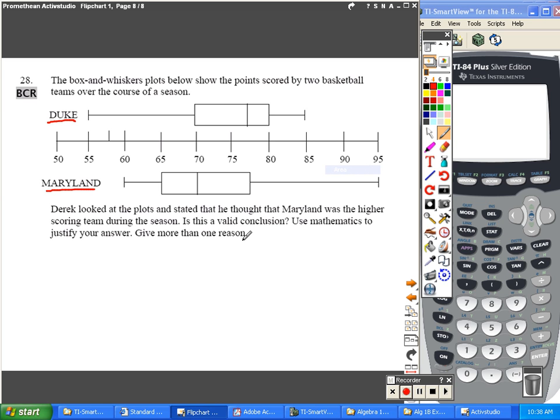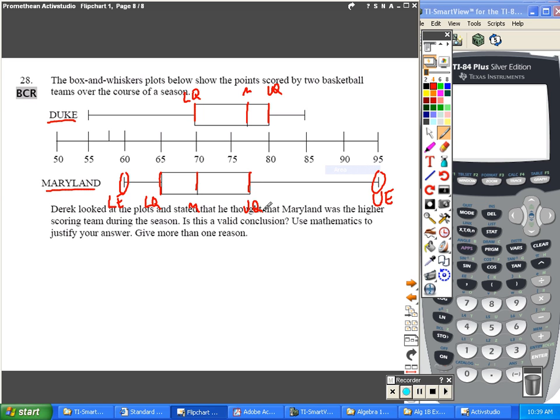Okay, let's look at why Derek would say that Maryland was the higher scoring team. Well, I see his lower extreme is high. Maryland's lower extreme is higher than Duke's lower extreme, and Maryland's upper extreme is higher than Duke's upper extreme. That seems to be it, because it looks like the lower quartile is higher for Duke. The median is higher for Duke, and the upper quartile is higher for Duke.